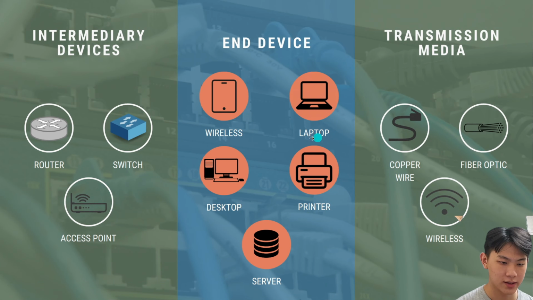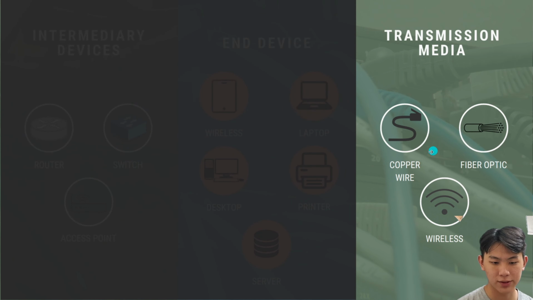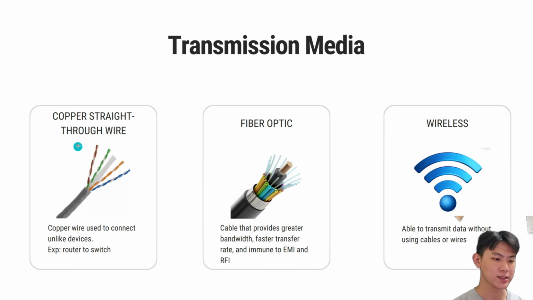The end devices used in this network topology are the basic end devices used in the office, such as wireless devices like tablets, and then laptops, desktops, printers, and servers. Now I will talk about the transmission media, where we use copper wire, fiber optic, and wireless connection. The copper wire we use is copper straight-through wire, which we use to connect router to switch, while fiber optic is used to connect router to router because it can cover a longer distance. And the wireless connection is used to connect between access point and wireless device.